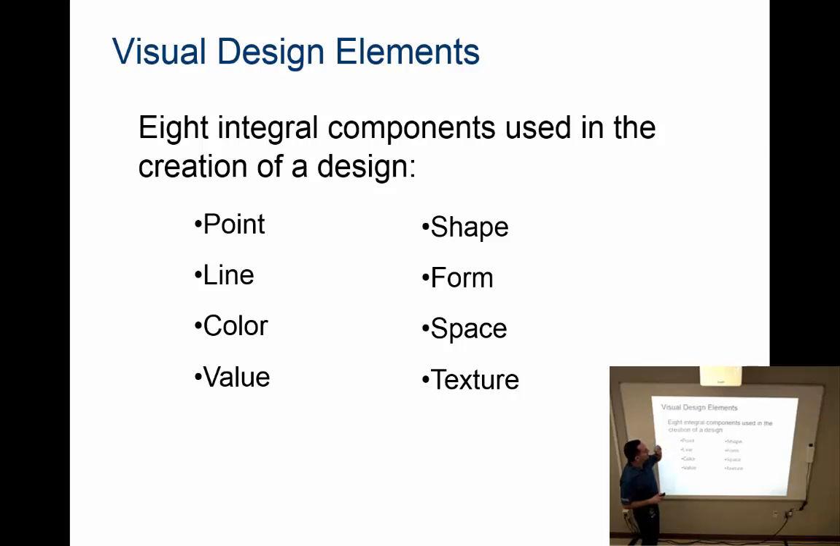There are 8 integral components used in the creation of design, and they are point, line, color, value, shape, form, space, and texture. Now, we're not going to find an object that encompasses all 8 of these, but we would expect to find some of them that are very obvious about that object. Okay? So let's start by talking about point.